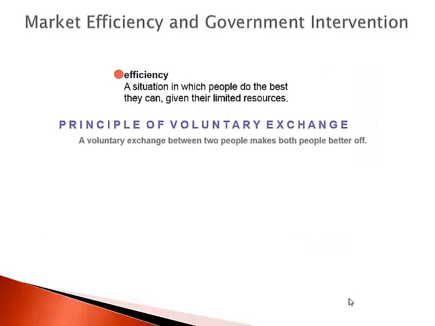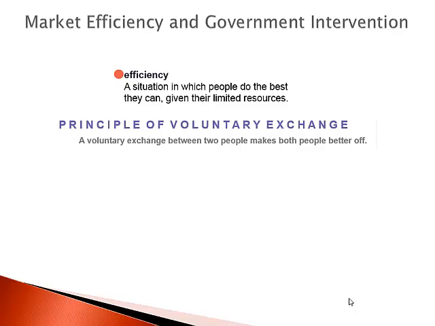So let's look at efficiency first. We need to be able to define it in order to talk about it. So efficiency is just a situation in which people do the best they can given their limited resources. Remember, we believe in economics that people behave rationally in their self-interest, so they're going to maximize their own utility, and the business is the same way, and they're going to maximize their profit, and therefore they're going to do the best they can given their limited amounts of resources.